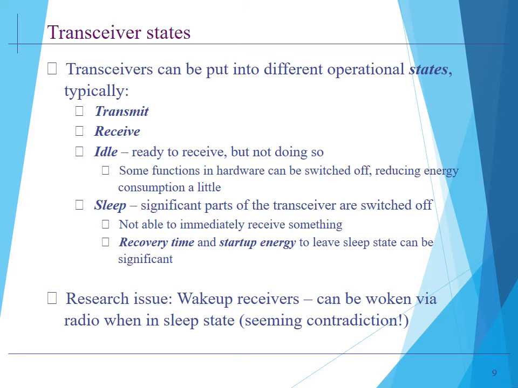The transceiver is divided into 4 operational states: transmit, receive, idle and sleep. In the transmit state, the transmit part of the transceiver is active and the antenna radiates the energy. In the second state, the receive part is active. The third state is the idle state. It is ready to receive, but it is not actually receiving. Hence, some functions in hardware are switched off, reducing the energy consumption.